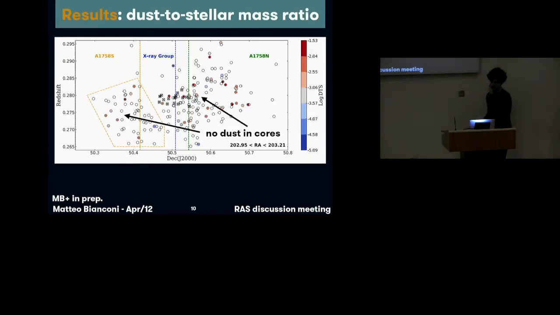Another view of Abell 1758 is shown here. We have a slice in declination and redshift, where all the dots are our confirmed members, nicely separated in redshift space according to their belonging to, say, the south clump and the north clump. And here we see also the group members. And what we do here is plot the dust to stellar mass ratio, which is nothing more than the fraction of dust mass with respect to stellar mass. And we see, first of all, that in the cluster cores there is hardly any dust. So again, color codes the amount of dust, if you will. There is hardly any, not surprising, we know that. Cluster cores are quite boring.